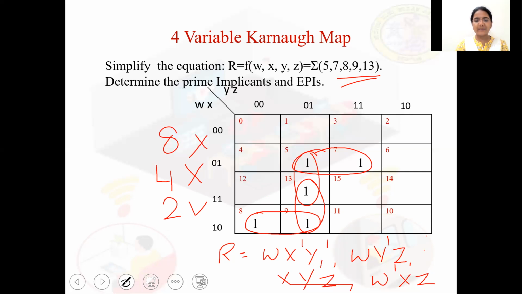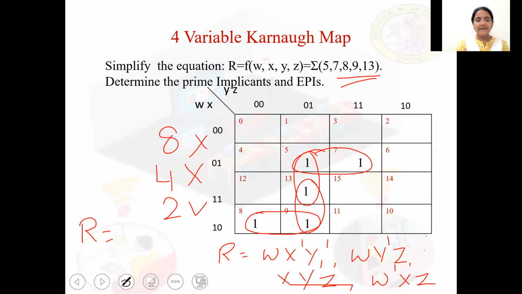These are the 4 prime implicants, but for the final expression, we have to remove the redundancy. Okay, and here R is equal to W X bar Y bar, W Y bar Z, X Y bar Z, W bar X Z. For the final expression, we consider the simplified expression, and we have to remove the redundancy.